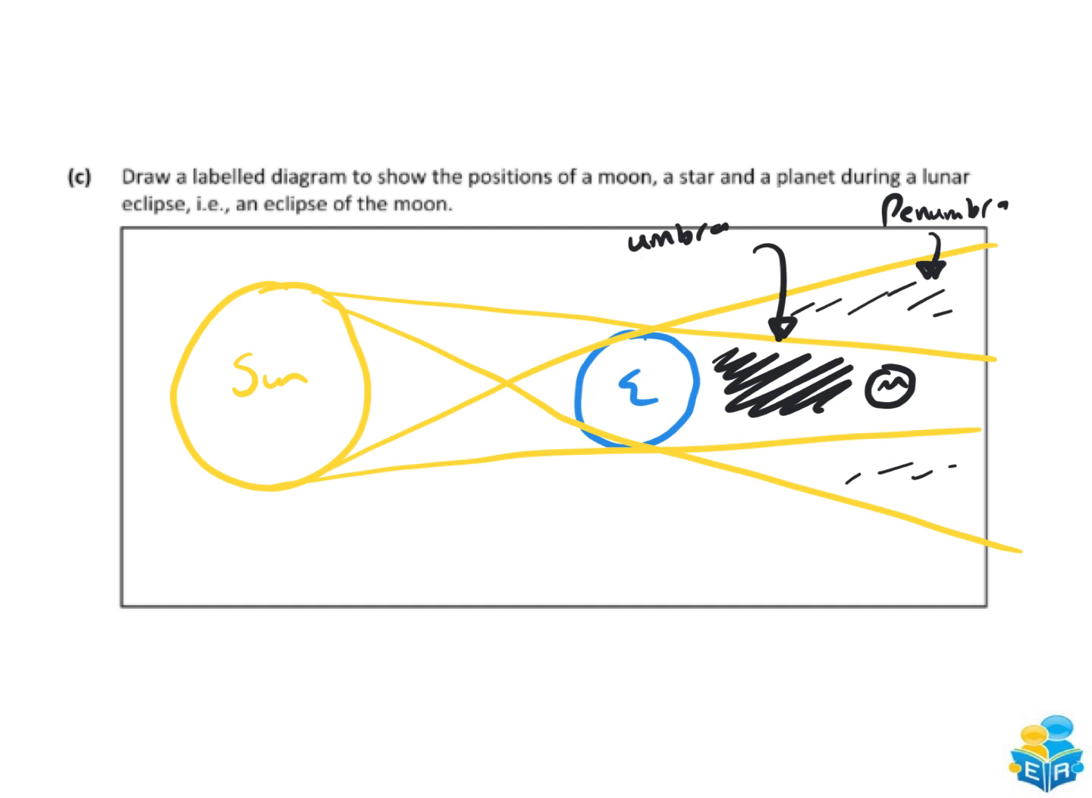And the shadow of the Earth is going to be cast onto the moon, making it look like it has a shadow and it's going to appear more dark. Okay, so that's the lunar eclipse.